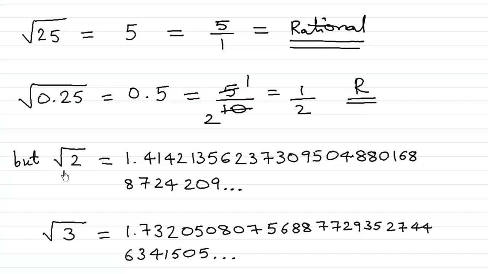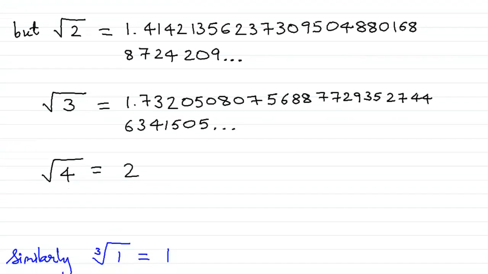However, if you want to find the square root of 2, remember 2 is not a perfect square. So square root of 2 will not be a very simple looking answer. If you take the help of a calculator, square root of 2 would be approximately equal to 1.4142135623730950488016887242097, and it will go on and on.